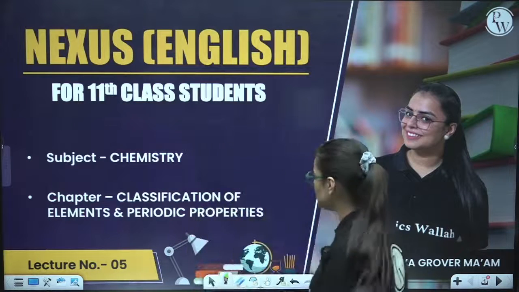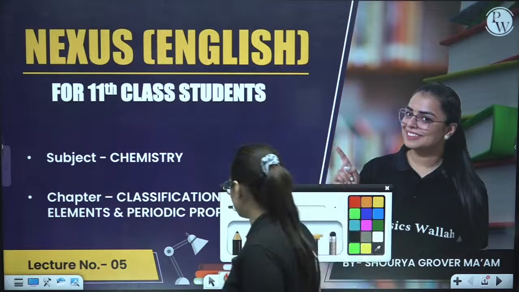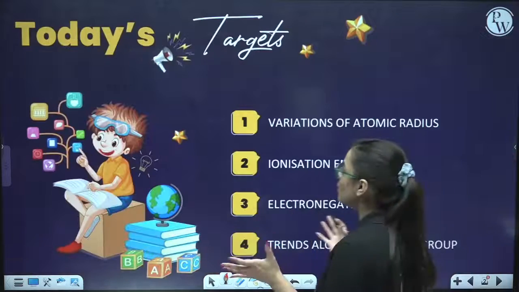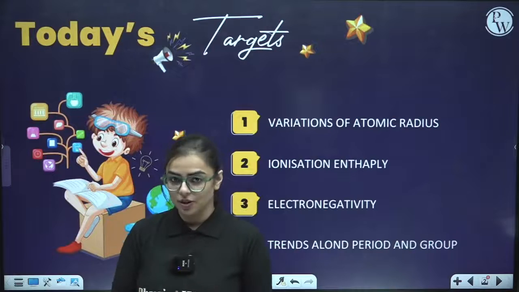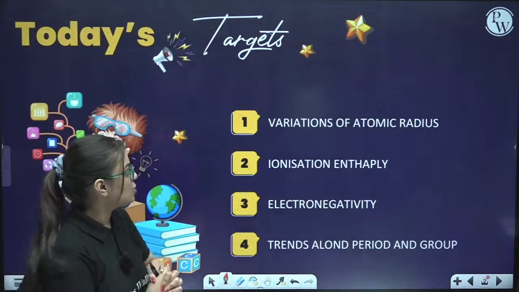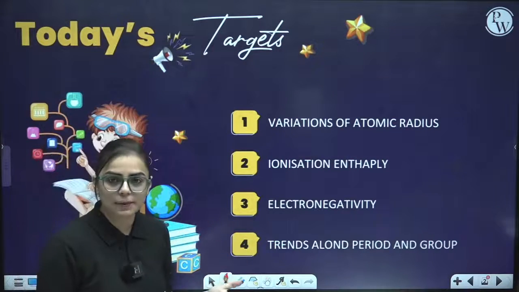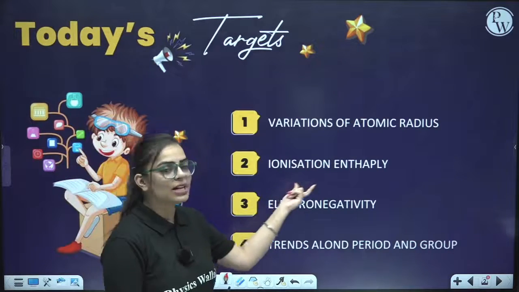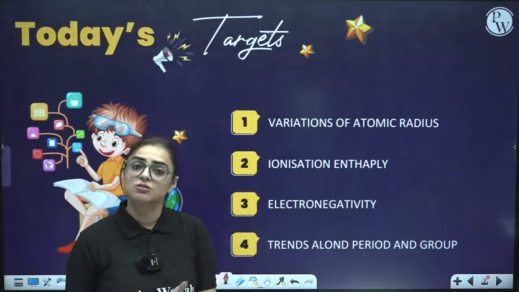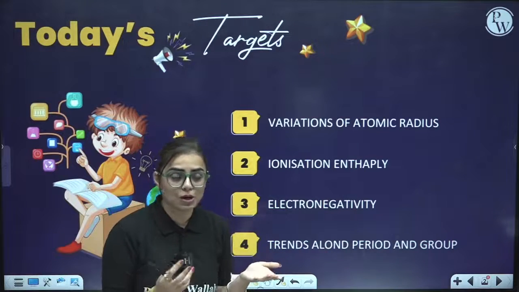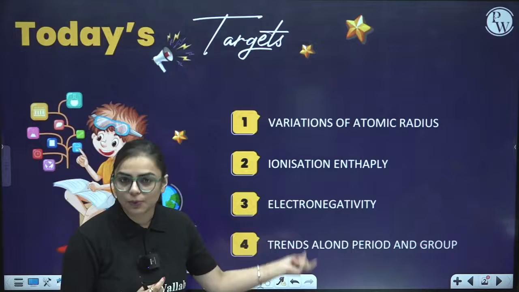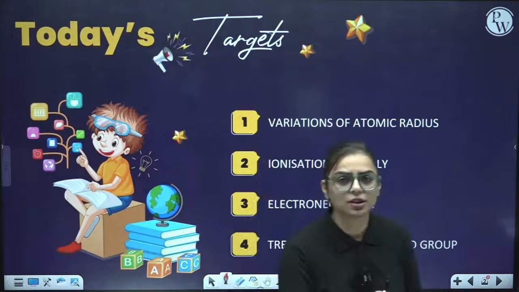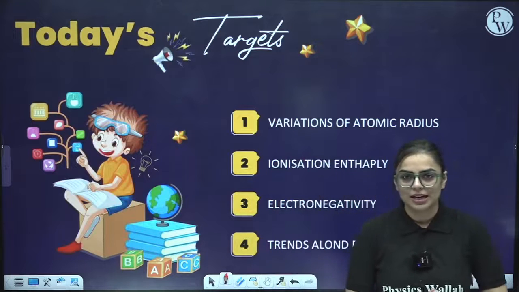As I've already told you, we are going to start our lecture number 5 today. So what are we going to cover? How are we going to proceed? What are the topics? What are the targets for the topic? The very first is variation of atomic radius that we were doing. We'll complete that. The next one will be ionization enthalpy, or in some books it is written ionization energy also. The next one is electronegativity, and the last one is going to be the trends along the period and the group in ionization enthalpy and electronegativity as well.